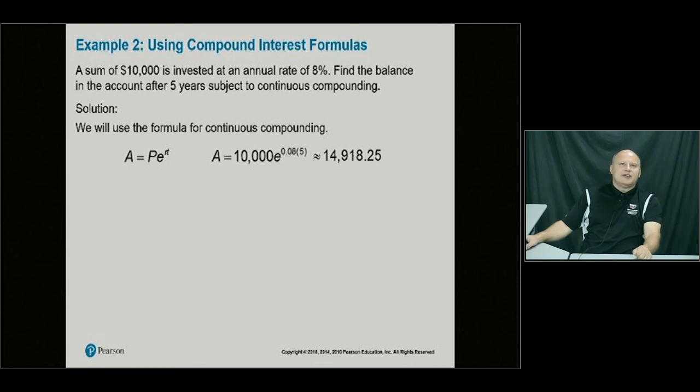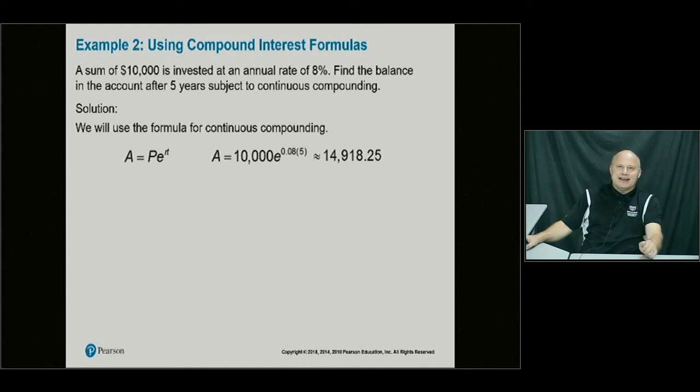So you put your $10,000 in for the principal, e, and the rate is 0.08 because it has to be written as a decimal, and time is 5. You do the math, it's $14,918.25. So that's how much money you're going to have after 5 years compounding continuously.